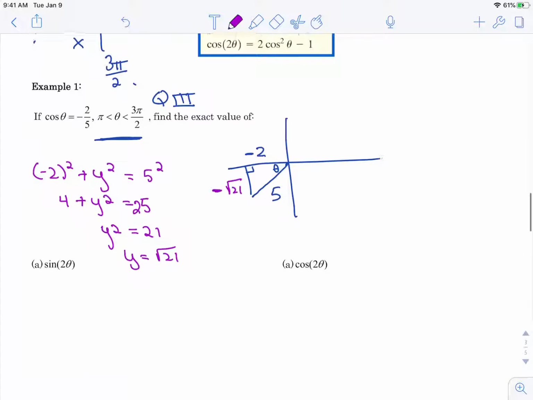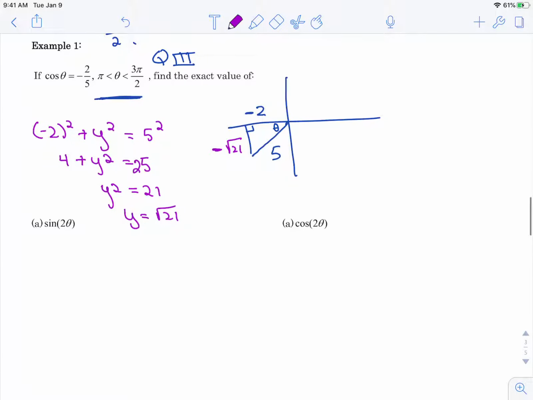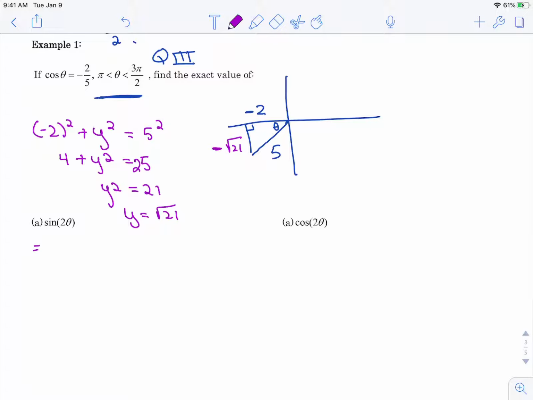And now it's just a matter of plugging and chugging. I'm just going to rewrite the formula because it's hiding from me up there. So 2 cosine of theta, and our theta is defined by this triangle. Forgive me, I switched it, but hopefully you're okay with that, and I'll write it exactly how it should look. But remember, in multiplication order does not matter, so I'll just rewrite it.